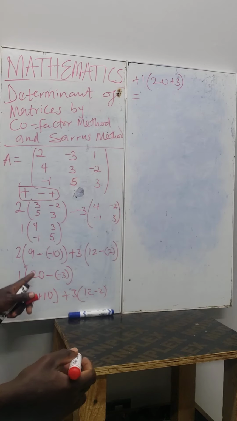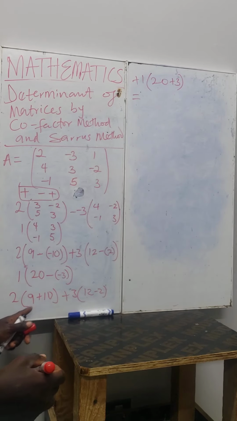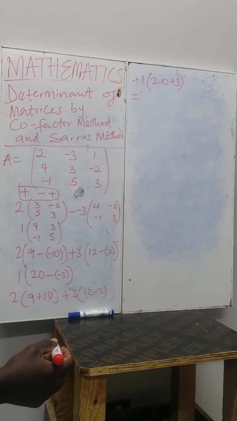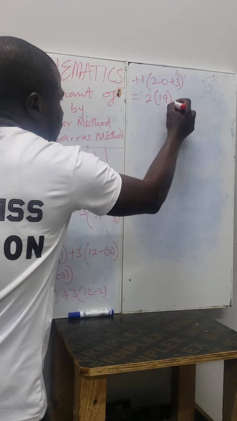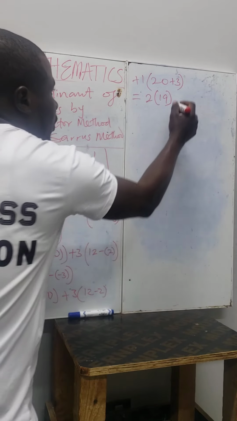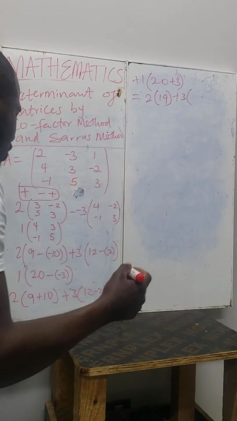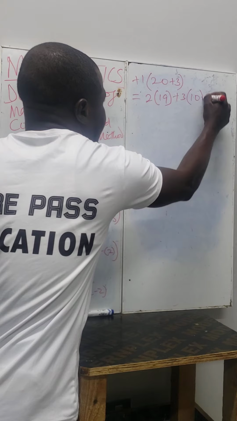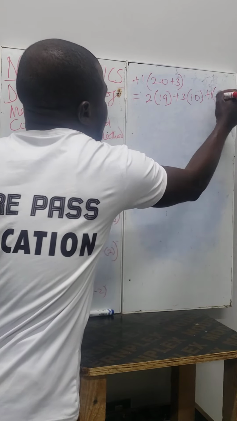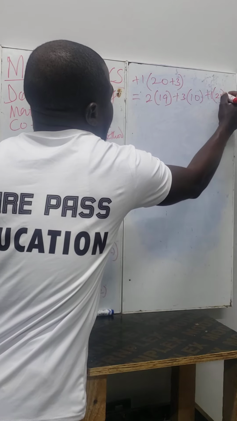Therefore, we are going to have 9 plus 10 is 19. To multiply by 19, we have 2 into 19, plus 3 into 12 minus 2, that is 10. Then plus 1 into 20 plus 3, that is 23.